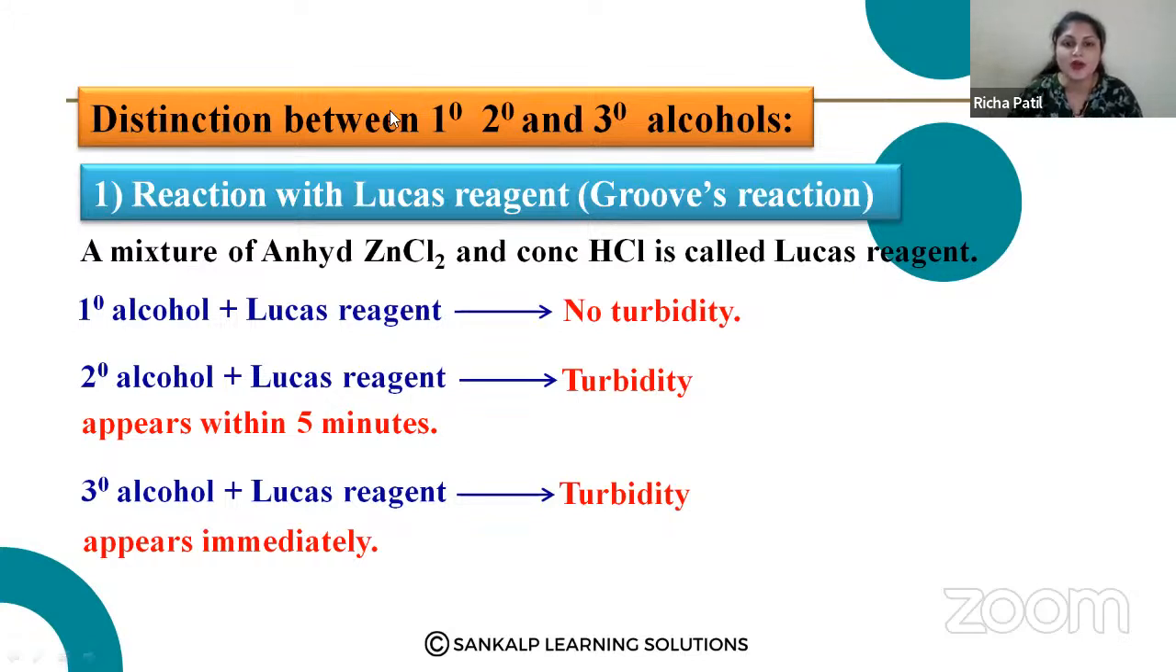So how do we distinguish? If we take a primary alcohol and react it with Lucas reagent, it gives no turbidity. Okay, there is no precipitate formed. If a secondary alcohol is present and you react it with Lucas reagent, turbidity appears within 5 minutes. Then tertiary alcohols, when reacted with Lucas reagent, the precipitate or turbidity obtained will be immediate. It will take no time; within no time there will be formation of the precipitate. Okay, so this way you can distinguish your primary, secondary, and tertiary alcohols.